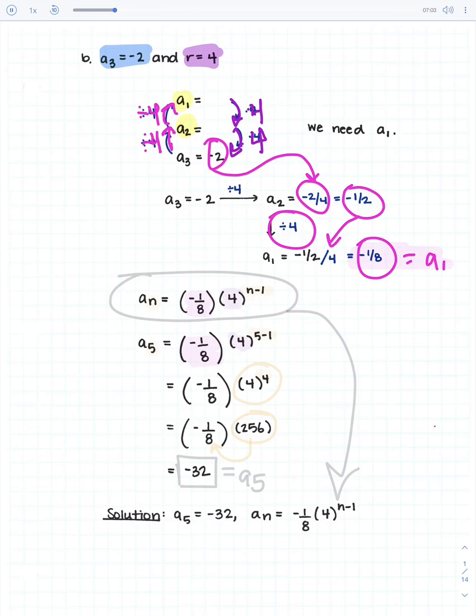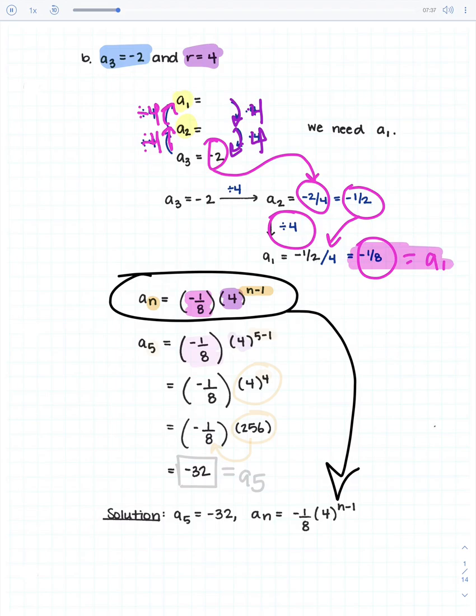Okay, so now using the first term of -1/8, remember that the formula says take your common ratio R, which is 4, and raise it to the, well, in this one we're just looking at a regular n, so we'd raise it to the n-1. So that would be our general formula for how to find any term. So that's one of the two things they wanted.